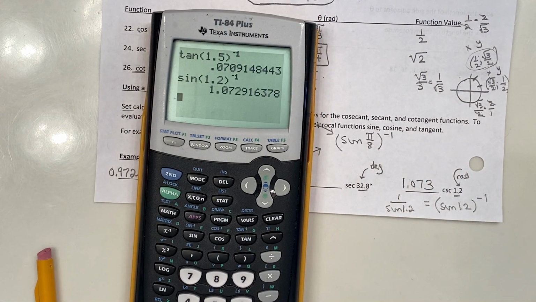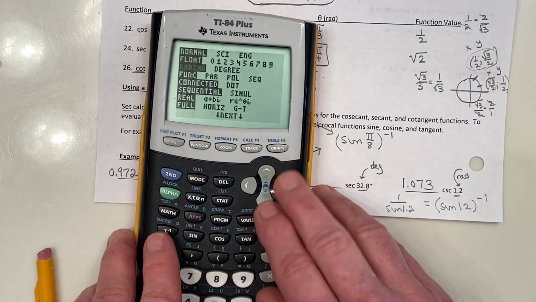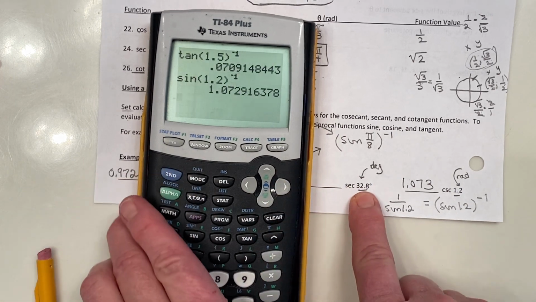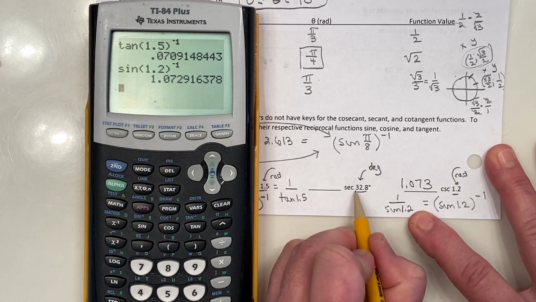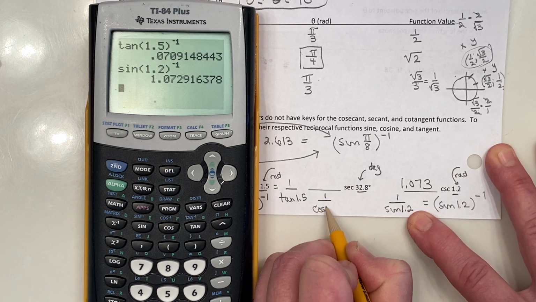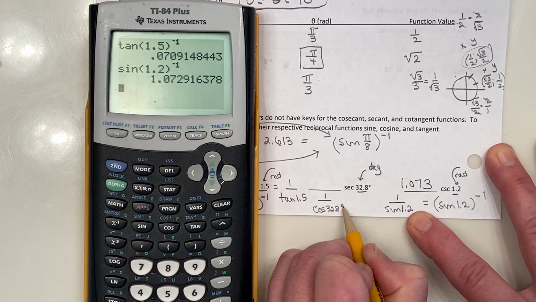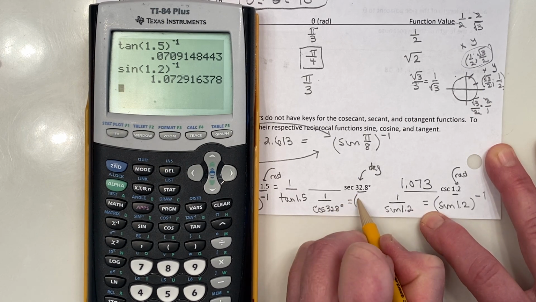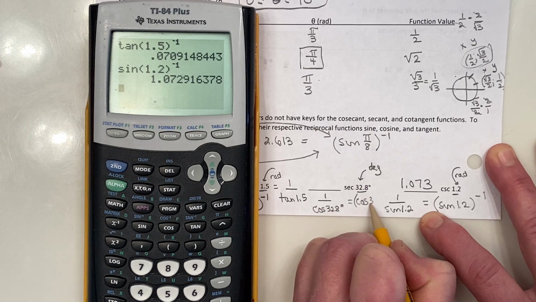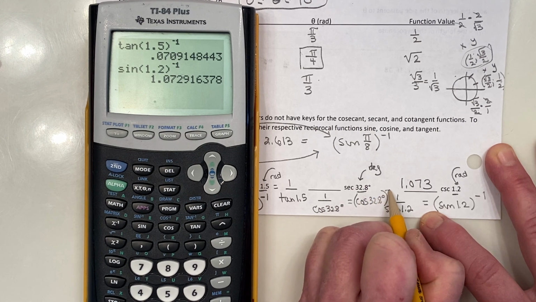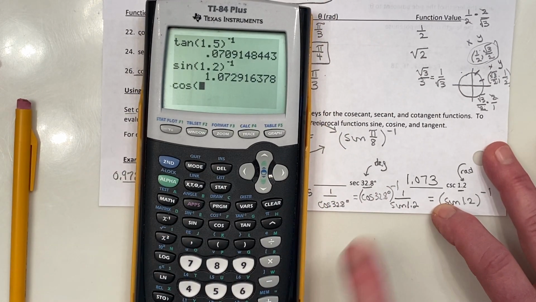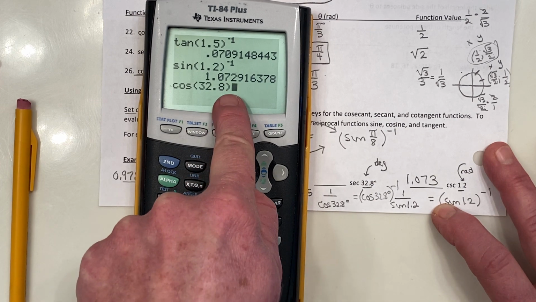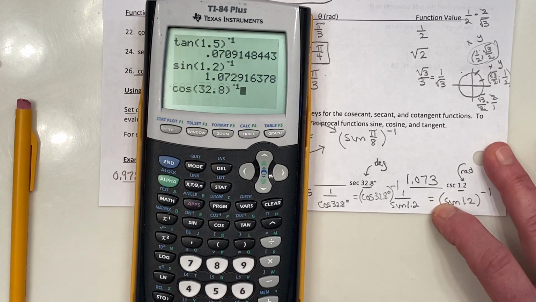And for this last example, we're going to have to change the mode setting. So let me do that first. The presentation is I have a degree measure. Okay, so again, I don't have a secant key. I am in degree mode. This is equal to 1 over cosine of 32.8 degrees. Don't forget your degree symbol. Or straight to the reciprocal cosine 32.8 degrees raised to the negative 1. I don't need the degree symbol here if I'm in degree mode.